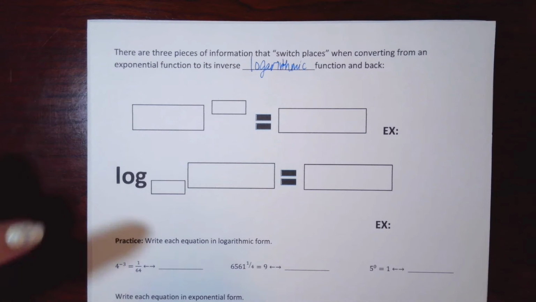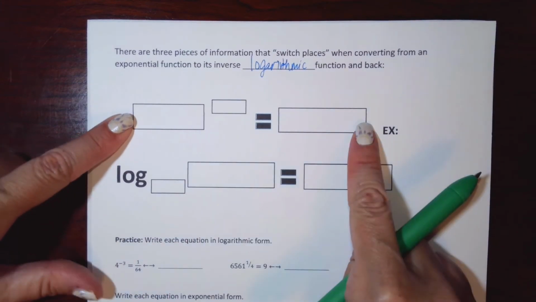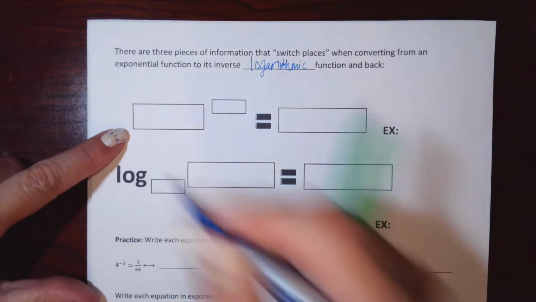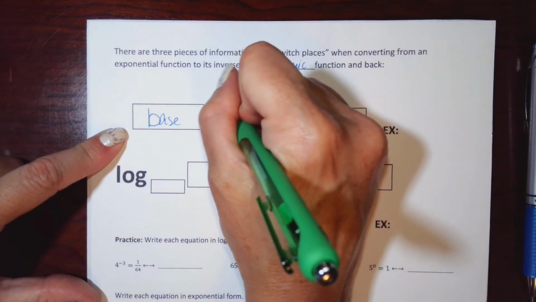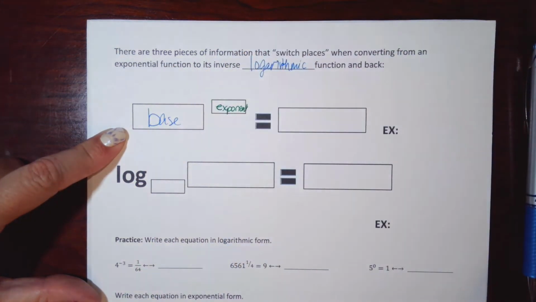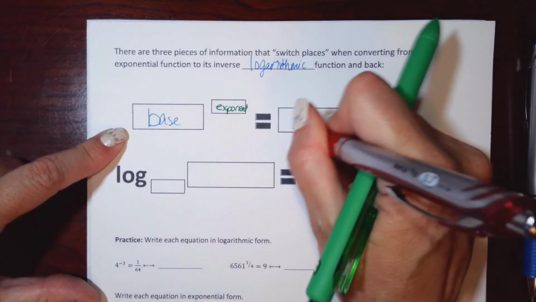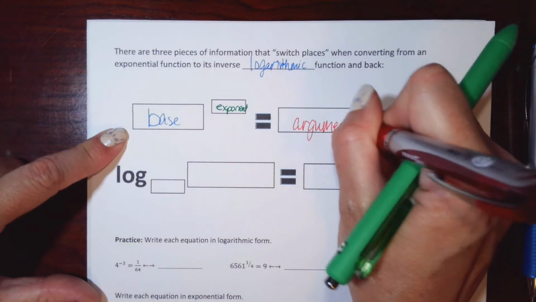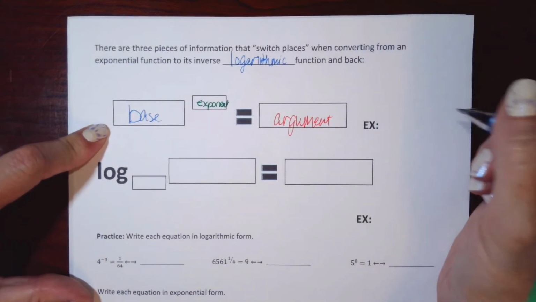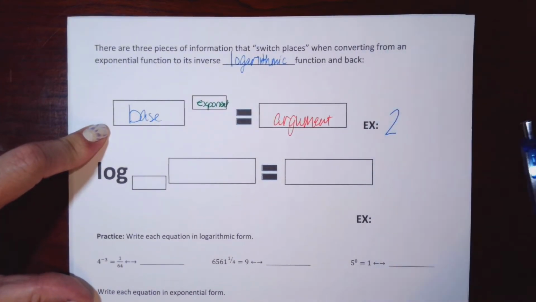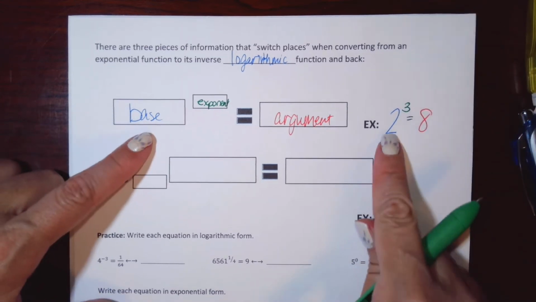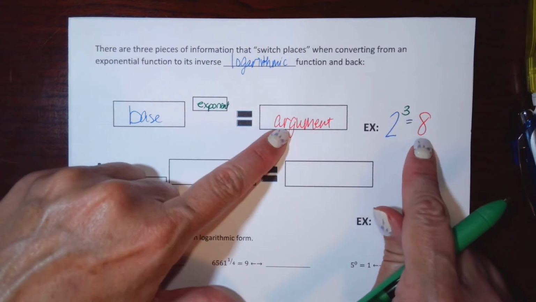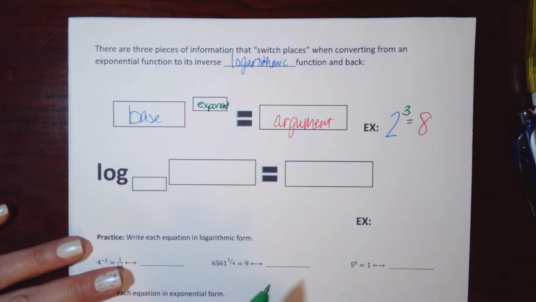Now we're most familiar with our exponential function, so we're going to start here. With our exponential function, we have a base raised to an exponent, and I'm going to color code this. A base raised to an exponent, and that gives me an argument. Now my example is going to be something familiar. We're going to say 2 cubed is equal to my argument 8. And again, I've got my color coding going on. Base raised to an exponent is equal to an argument. This is my exponential form.